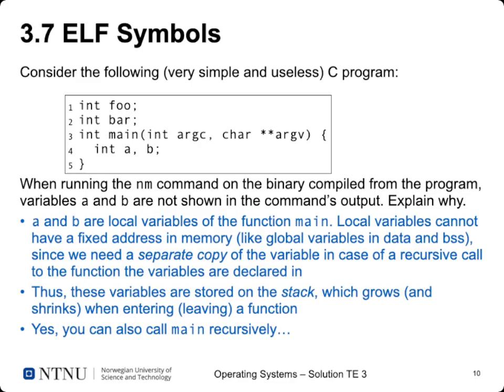And this means that for each level of recursion, you need a separate copy of these variables here, because otherwise you'd overwrite the values of a previous recursion level, which would then lead to incorrect data being processed by your program. So a and b are on the stack, so the only thing they have is a fixed offset from the current stack frame. But of course, this is not a fixed address, because the stack moves downward and upward in memory as required by your program execution. So this is why these variables are not contained in the nm output. And yeah, you could call main recursively. It's just a regular function. There's nothing special in this respect.